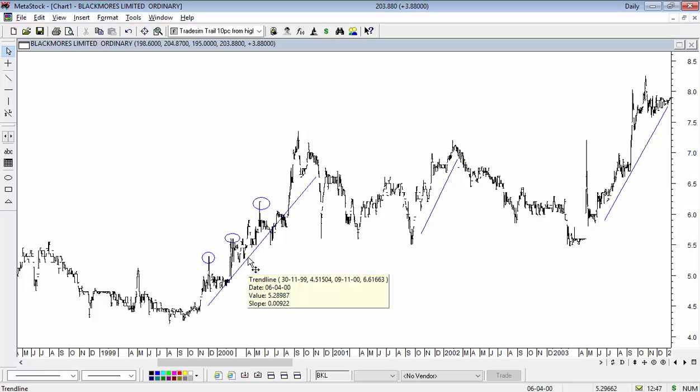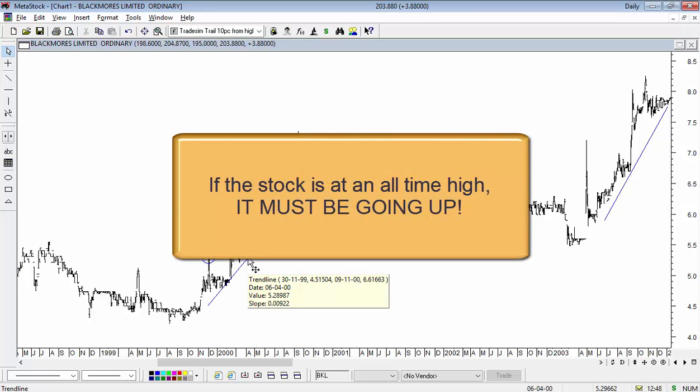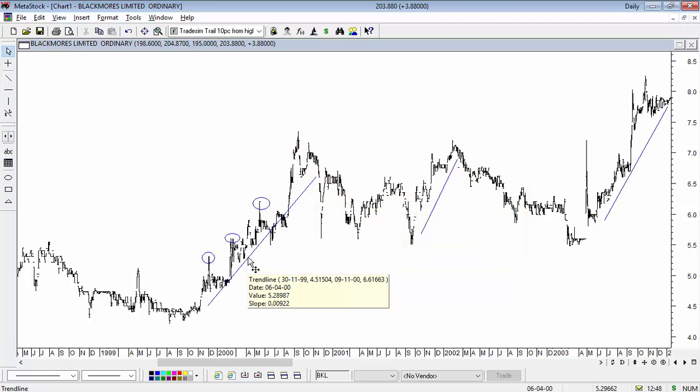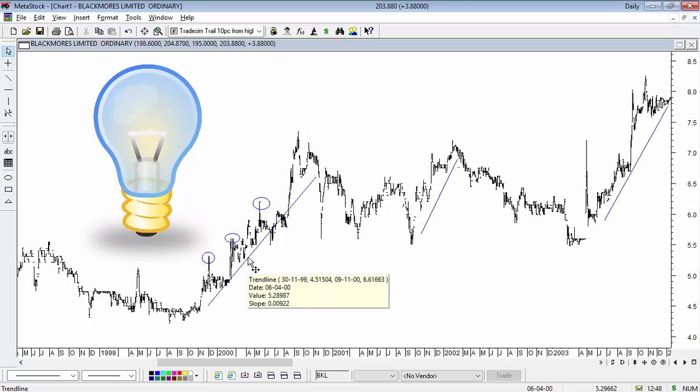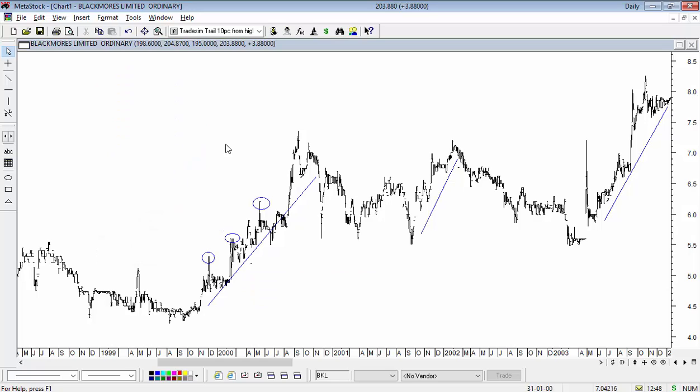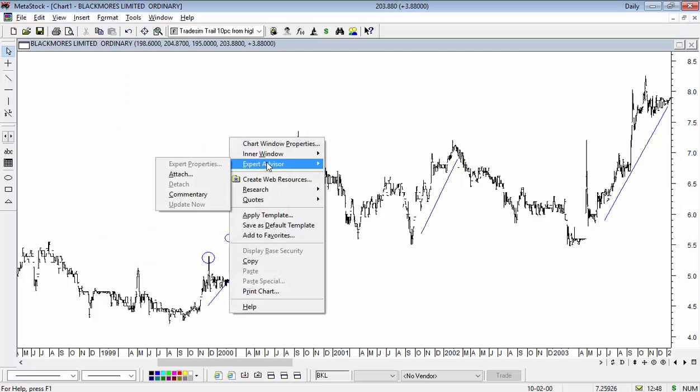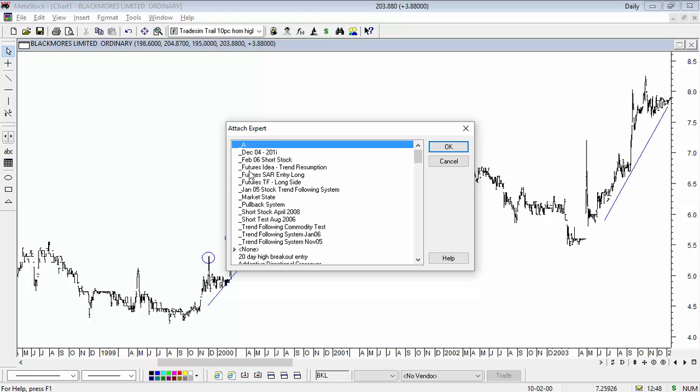So if you looked at the entire history of that stock up until now, if today it was at the highest price it's ever been in its entire history, there's no debate. The stock is definitely going up, because it can't possibly have reached that highest point that it's ever been if it wasn't going up. And when I explained it to them, I could see a real light bulb go off, because all of a sudden they could say, yeah, I know, I can tell when a stock is going up. So what I've done here is I've created this little advisor which will show on the chart.